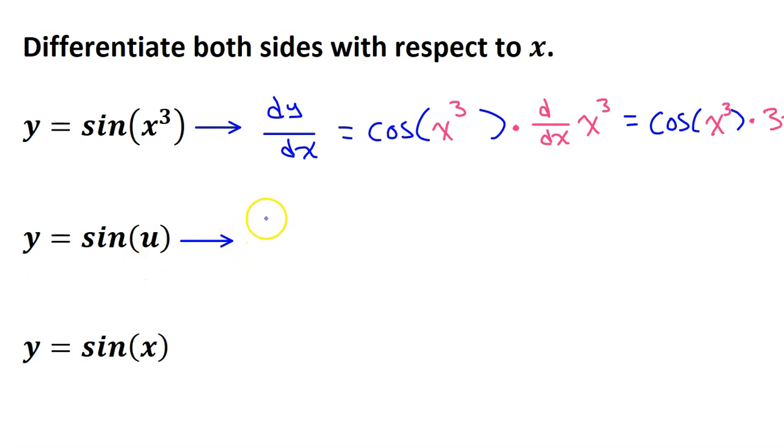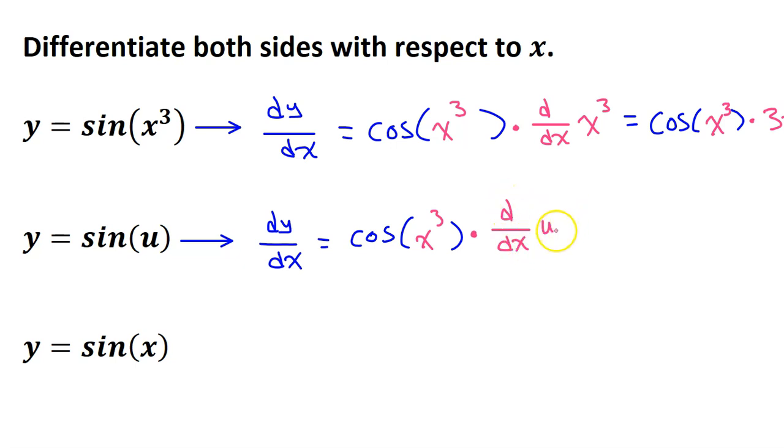So running through it again, the derivative of y is dy dx. The derivative of sine is cosine. And then we multiply by the derivative of the inner function. So d dx of u. Now, the derivative of u with respect to x is simply du dx. We don't actually write it off to the side like we would with a whole function.